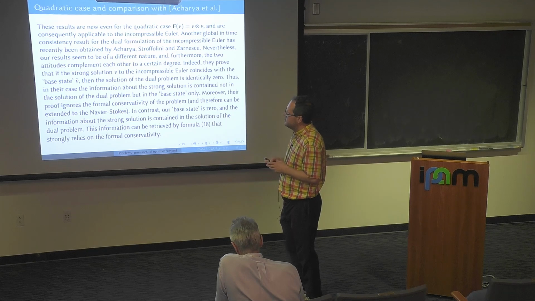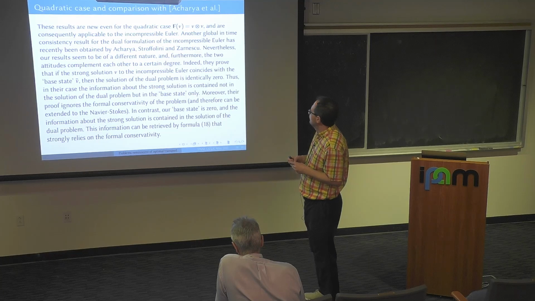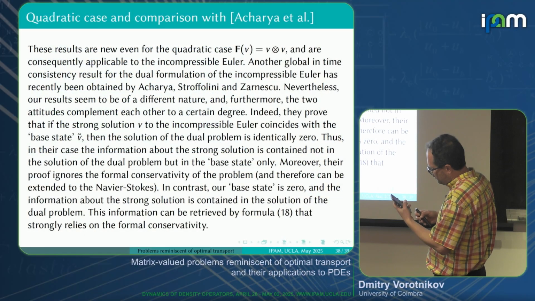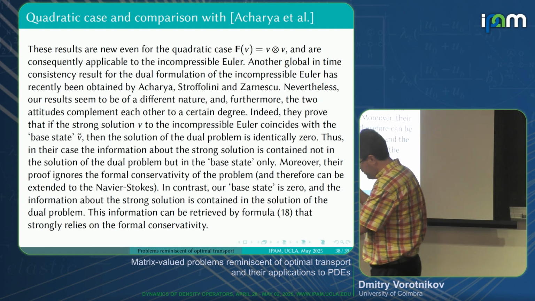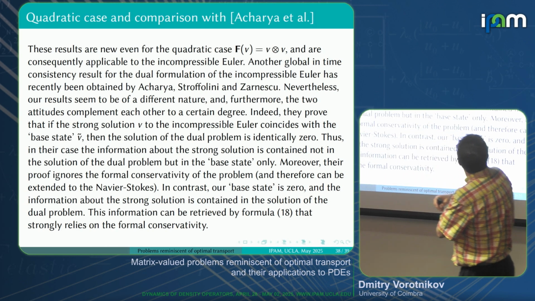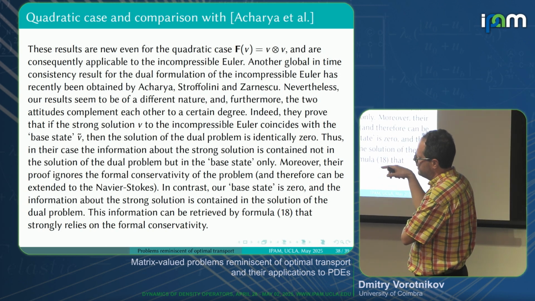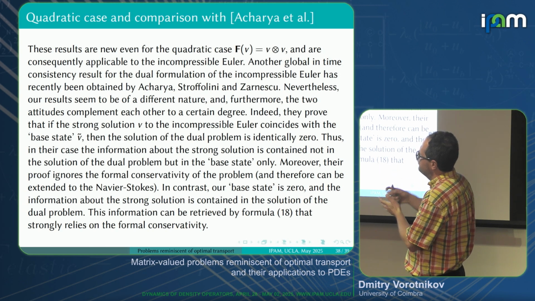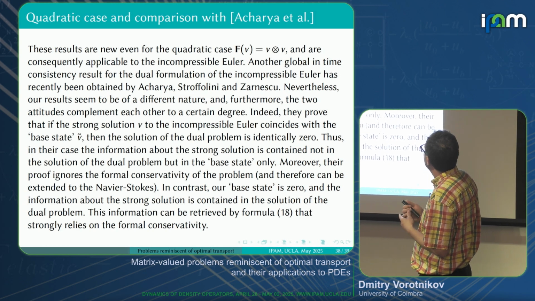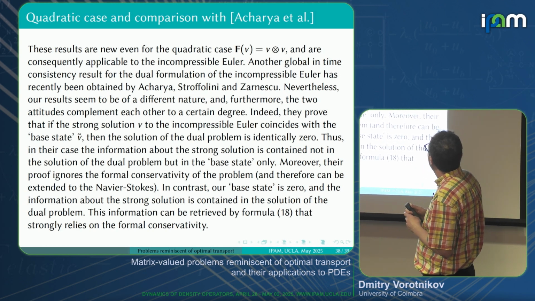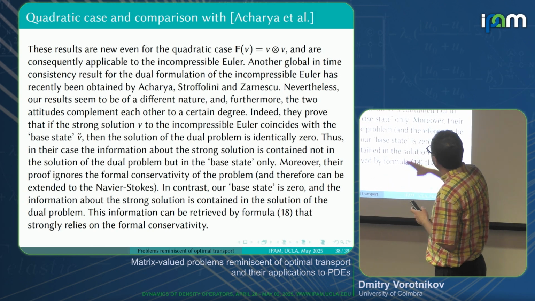So this is this Dafermos principle. It's new even in the quadratic case, and in particular, it's applicable to incompressible Euler. This group from Carnegie Mellon recently also obtained some results. And also the consistency result with these weights is new for quadratic problems, even for quadratic problems.